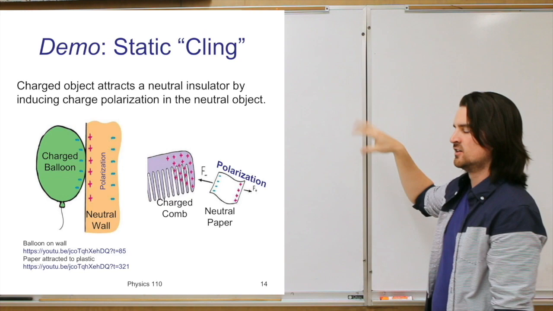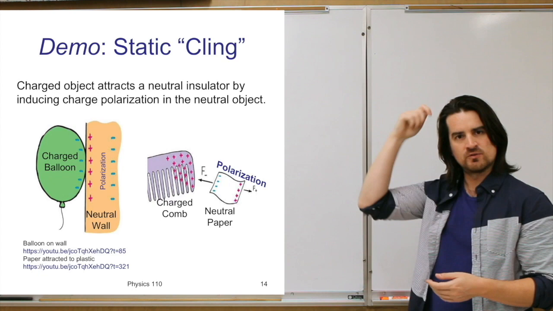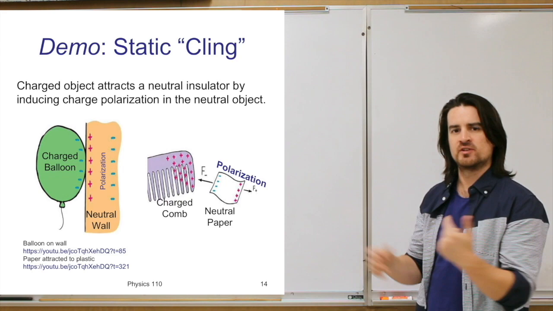It seems like it sticks to the wall, but it's clinging due to electrostatic forces. And a similar thing happens when you take, say, a comb you comb through your hair, or even a plastic rod of some kind, and you charge that plastic rod up. Say it's positively charged, so you've stripped some electrons off of that plastic.